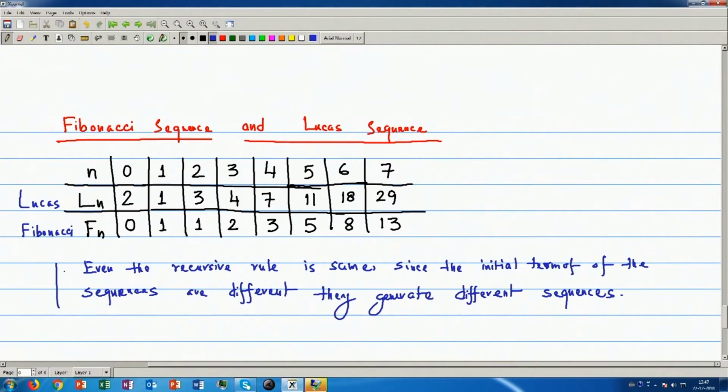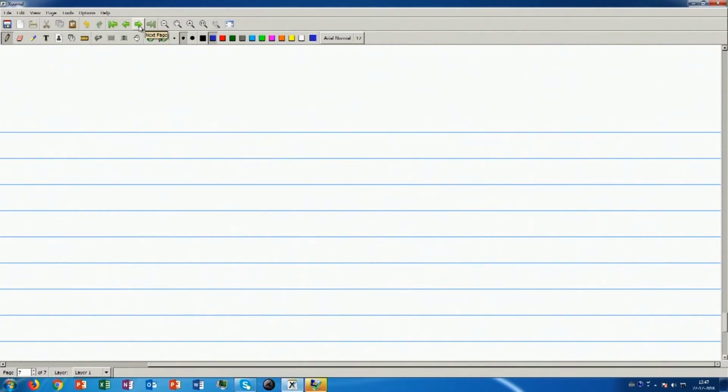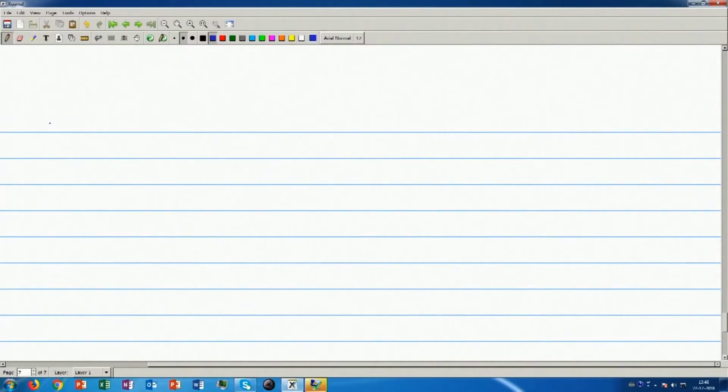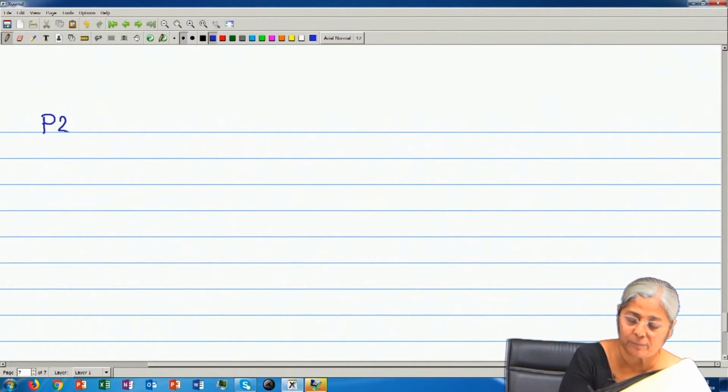Now, since the recursive rule is the same and only the initial values are different, there is a close relation between the Lucas numbers and the Fibonacci numbers. So, we can see one property, like the Fibonacci properties we have seen earlier.